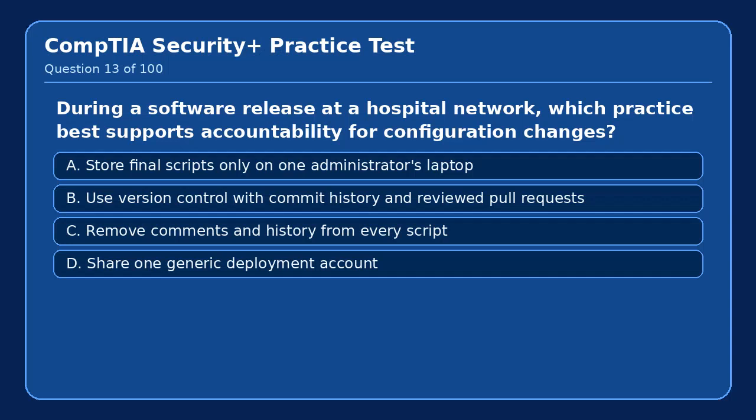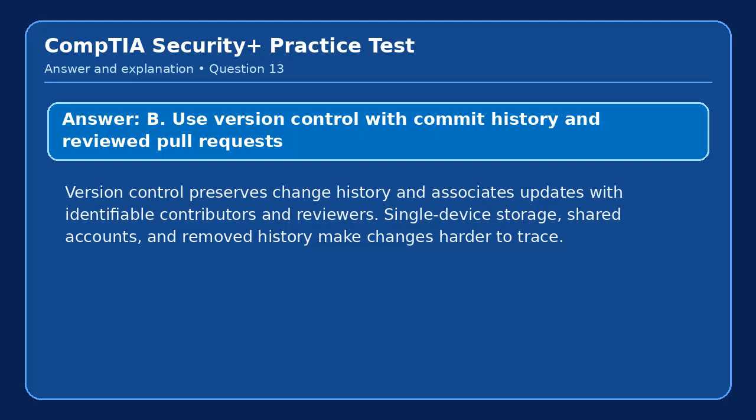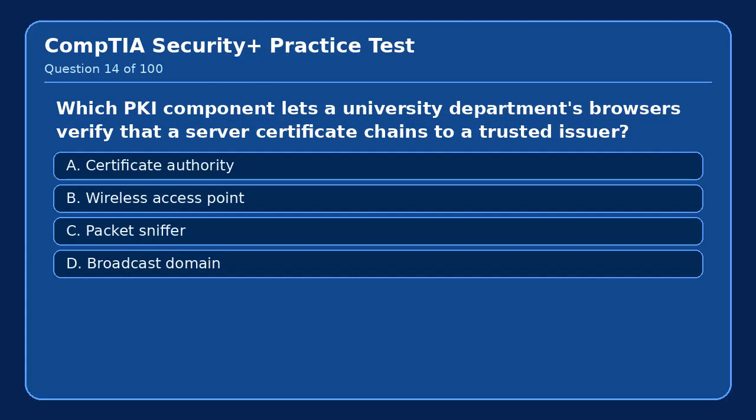Question 14. Which PKI component lets a university department's browsers verify that a server certificate chains to a trusted issuer? A. Certificate authority. The answer is A. Certificate authority. A certificate authority issues and signs certificates that clients can validate through a trust chain. Access points, broadcast domains, and packet sniffers do not establish certificate trust.